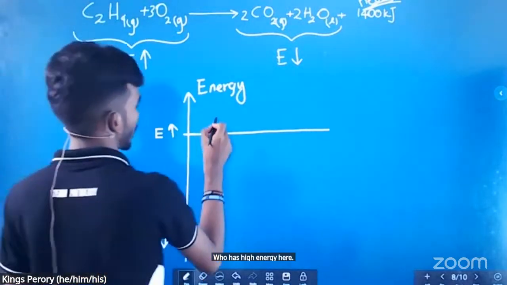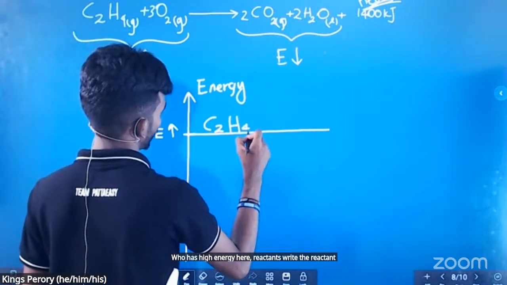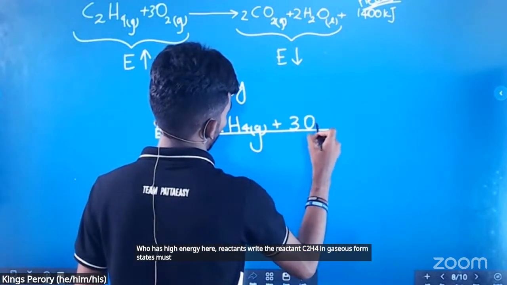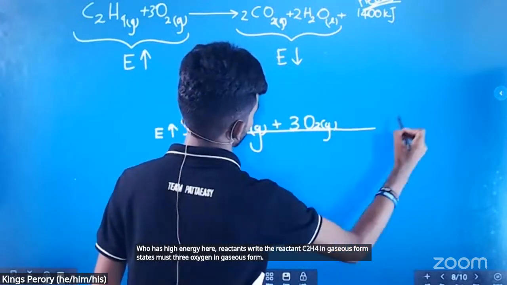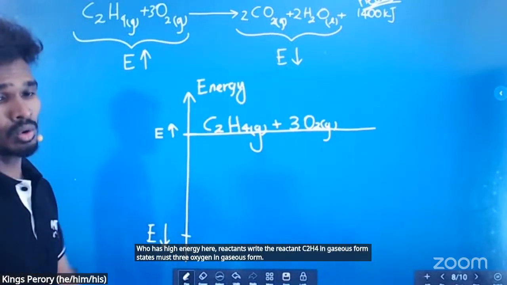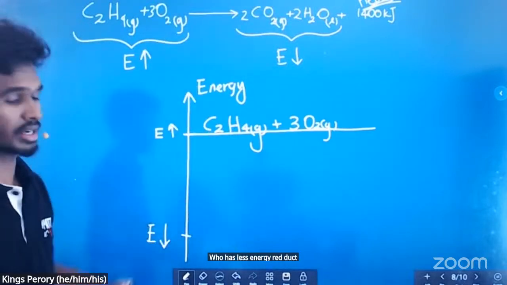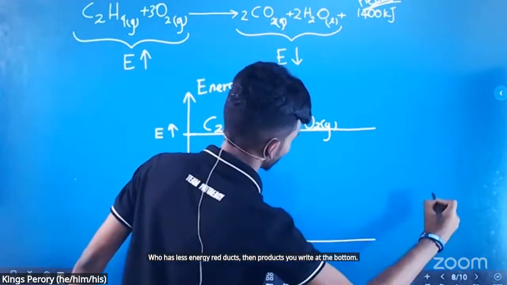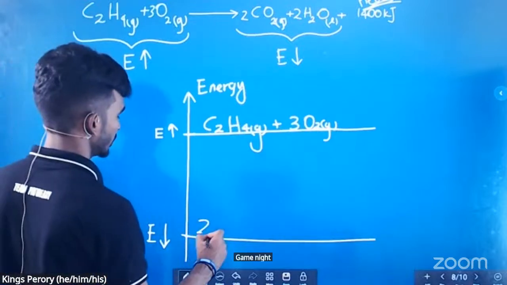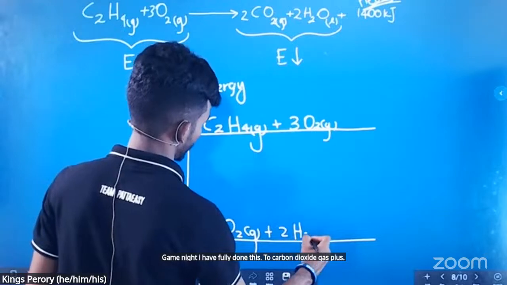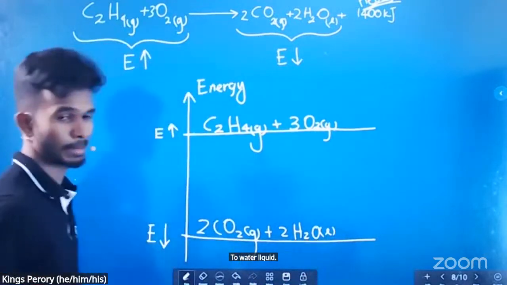Reactants. Write the reactant: C2H4 in gaseous form plus 3 oxygen in gaseous form. Who has less energy? Products. Then you write the products at the bottom. On chem night I have fully done this. 2 carbon dioxide gas plus 2 water liquid.